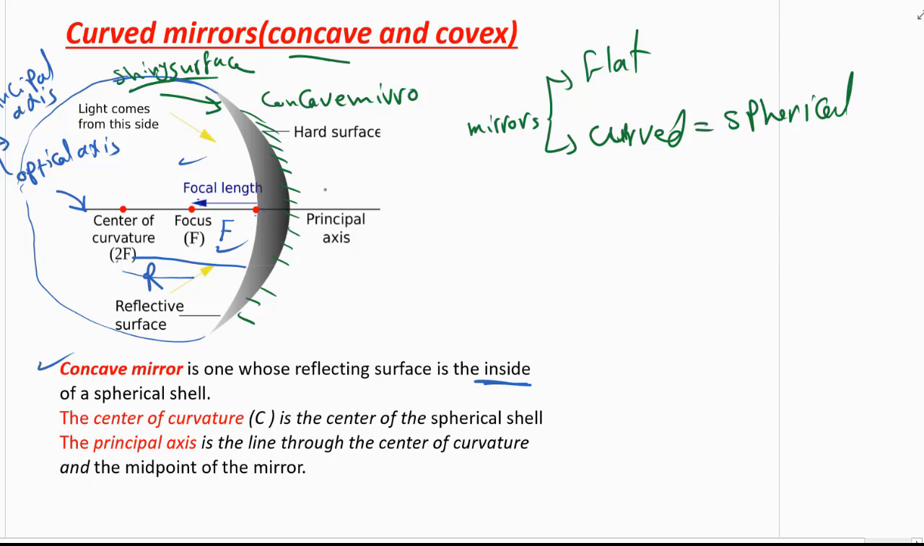So this concave mirror is a part of a sphere, and this sphere has a radius. This radius equals double the focal length, which means the focal length is midway, or half the value of the radius, so it equals r divided by 2. If the radius is, for example, 10, the focal length will be 5.